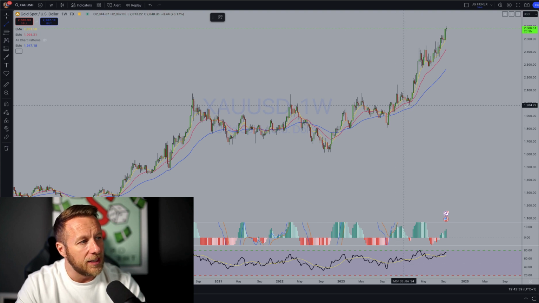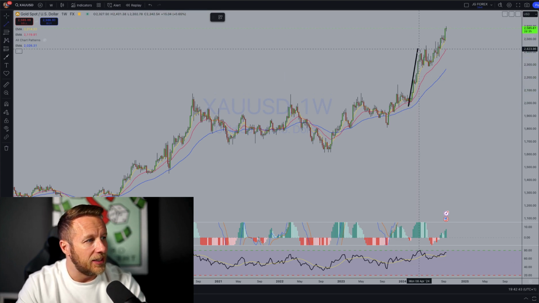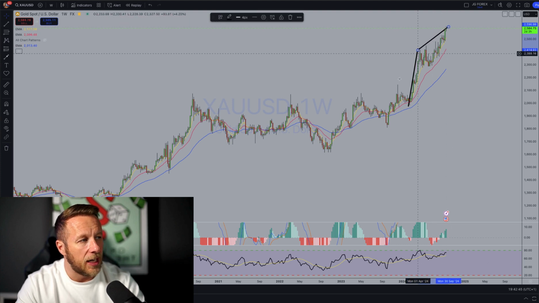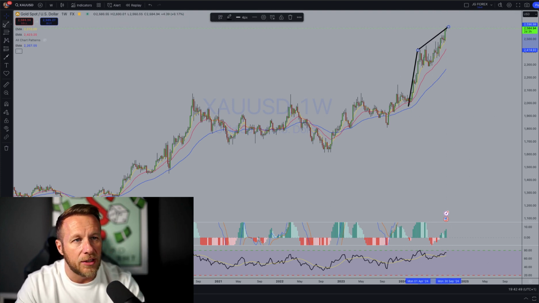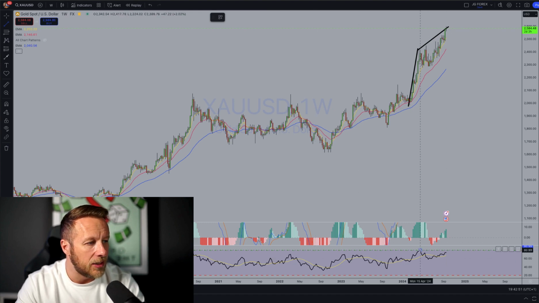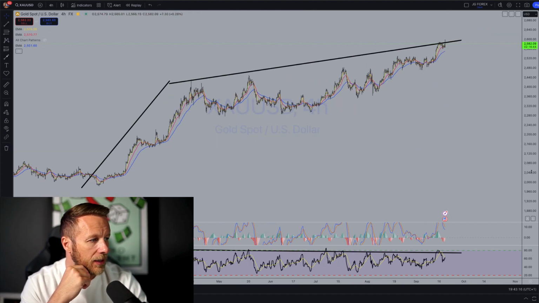And the first thing I can see, following this flagpole here, is this ascending channel. So we've got this ascending channel that's kind of running out of steam. We've got this nice divergence here on the RSI. This is a weekly time frame, by the way. Tell you what, let's go to the 4 hour just to make it nice and clean for you.